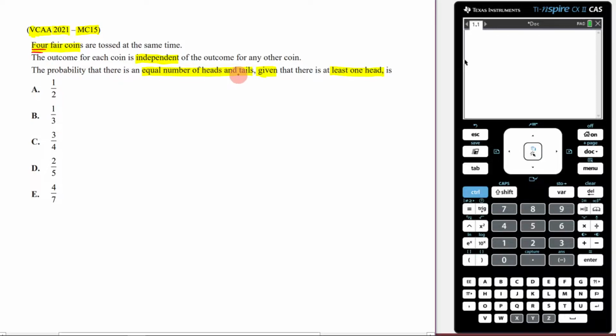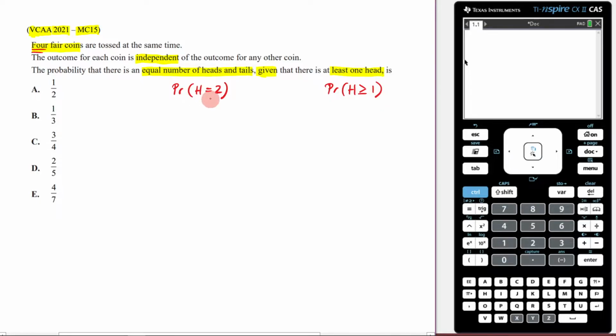So instead of writing it like this, I'm going to write it as the probability of getting 2 heads. I could have said it's the probability of getting 2 tails as well, but the reason I'm saying heads is because, as you see here, it says given that there is at least one head. So here I can say this is the probability of H being greater than or equal to 1. So I can write them both in terms of the heads, and that's important.